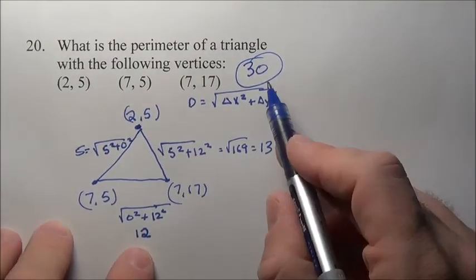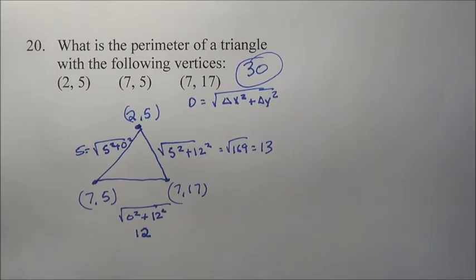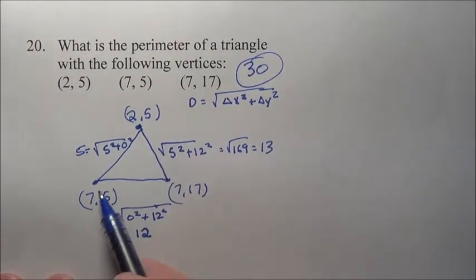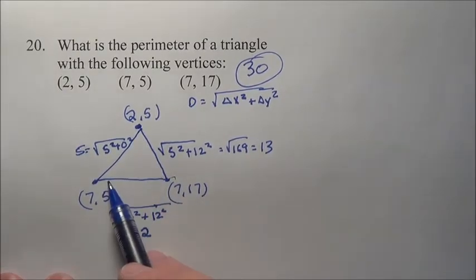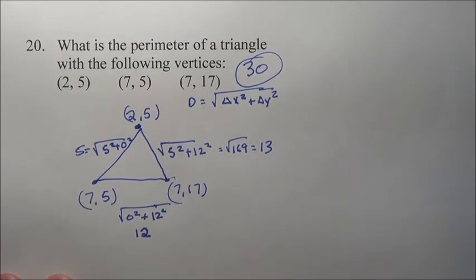The distance around it is 30 whatever units, feet, centimeters, meters. We don't know what it is. But this is how we do these problems. If it gives me the vertices, I just plot them wherever, doesn't really matter. And then I'm going to find the distance of the one, distance of the other, distance of the third, and then add them together to get the total perimeter.